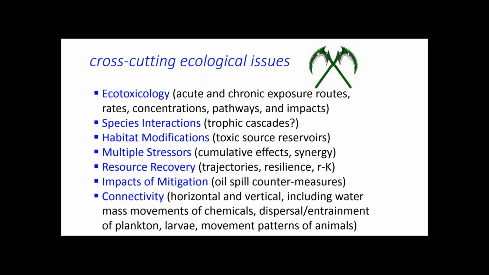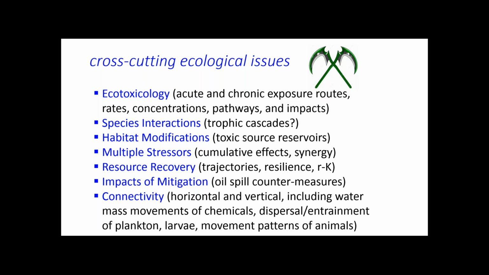There are resource recovery trajectories, and that includes trying to understand from a population point of view whether the animal populations are what we would call R selected, that is relatively resilient populations that can recover quickly, or K selected, which are populations that rely on a large accumulated parental population and low productivity of juveniles. And so understanding that continuum of R and K strategies is important. The impacts of mitigation, that is all those oil spill countermeasures, and I'll talk about that in a minute.